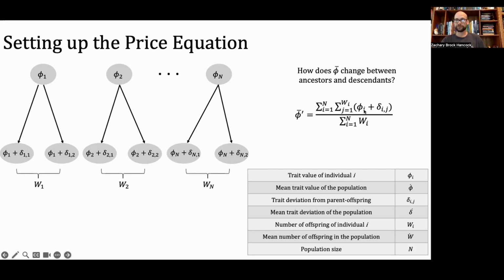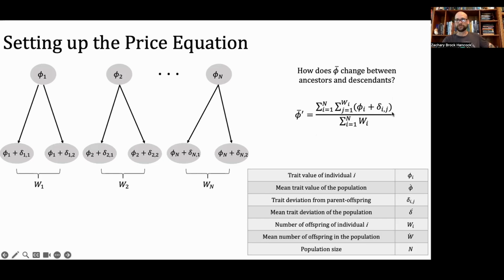And then you sum phi sub i plus delta sub ij. What this is telling us to do is add up all of these values for each one of the offspring of individual i, okay? Then what the second summation is telling us is to do that for all individuals, right? So from i equals 1 to n, so from all the ancestors, calculate the trait value across all descendants. That is all this double summation is telling you to do.